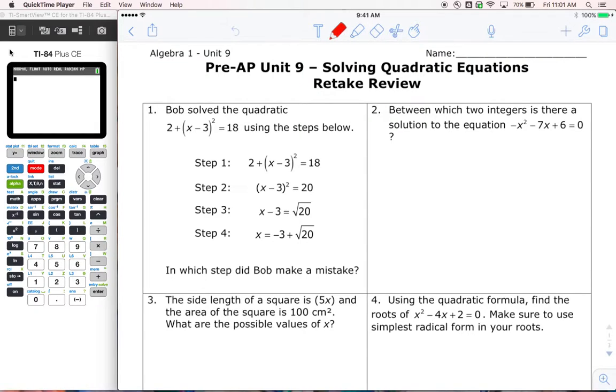PreAP Unit 9, Solving Quadratic Equations Retake Review. Quick reminder, when you take your retests, you're going to have problems very similar to these. So if you don't understand a question after this video, make sure you talk to your teacher before attempting the retake. You're going to have these same types of questions, so make sure you understand how to answer all of them. Okay, problem number 1.